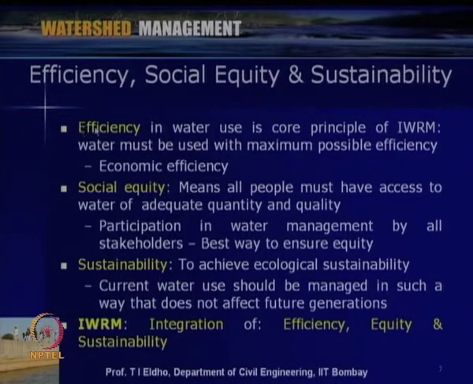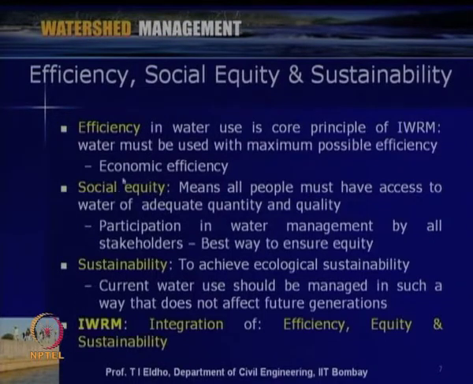As far as efficiency is concerned, efficiency in water use is a core principle of integrated water resource management. Water must be used with the maximum possible efficiency. As we discussed earlier, for example, in the agriculture sector so much water is wasted. For example, in India more than 80% of the water is used for agriculture purposes. So, how can we deal with this demand and supply management so that we can achieve efficiency?